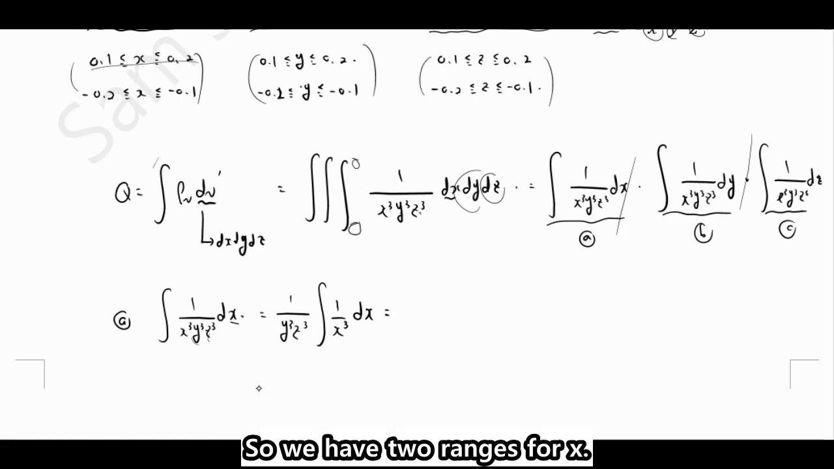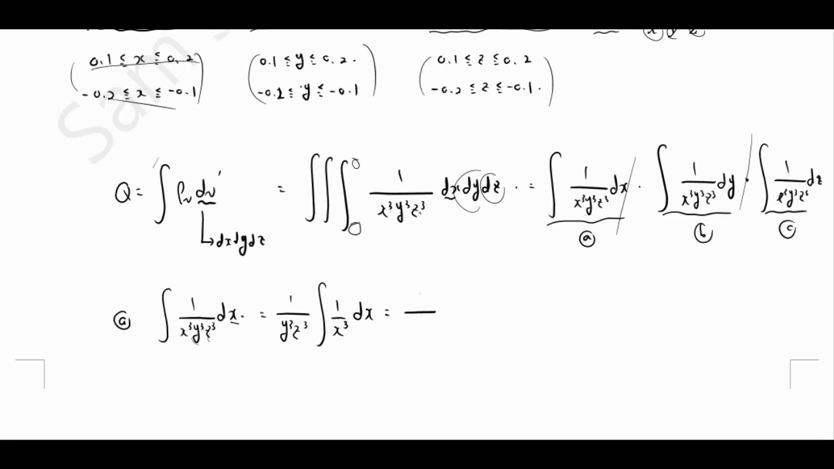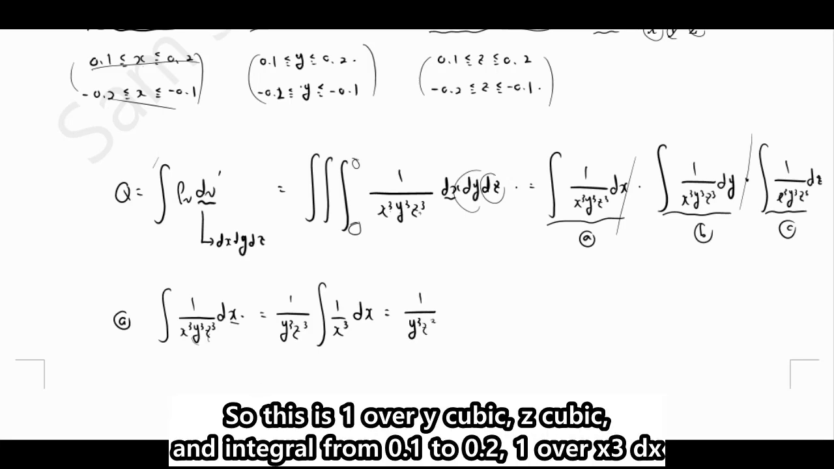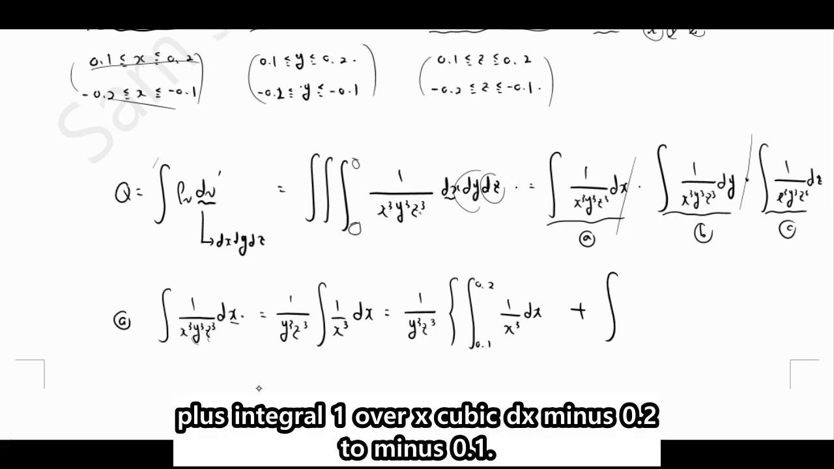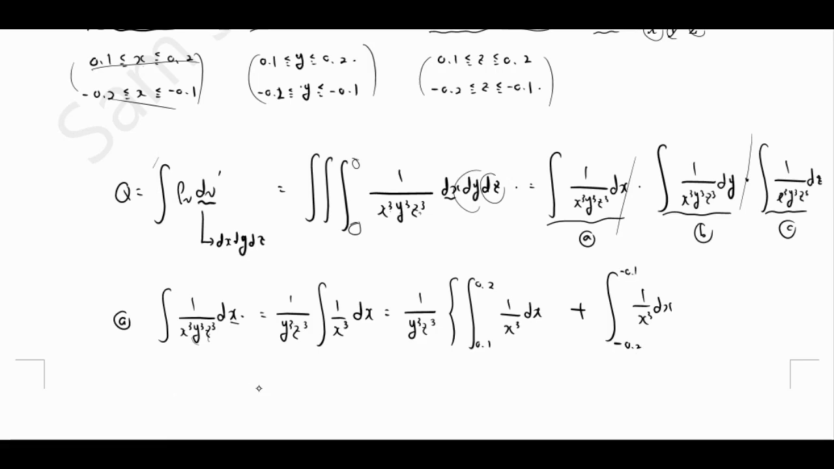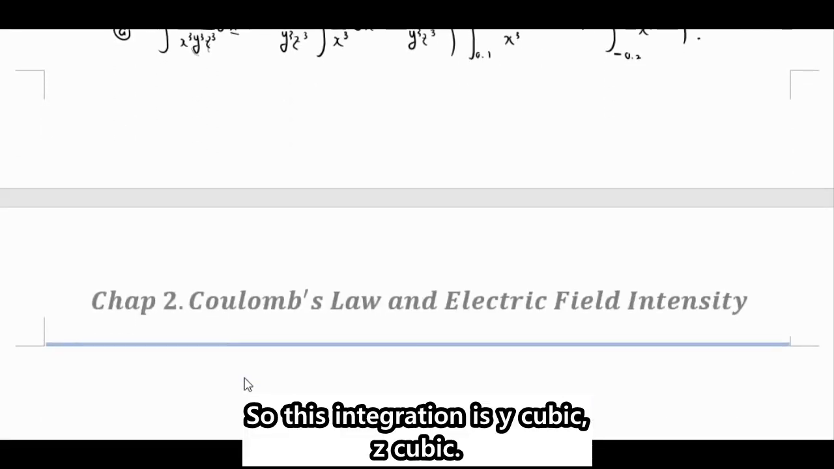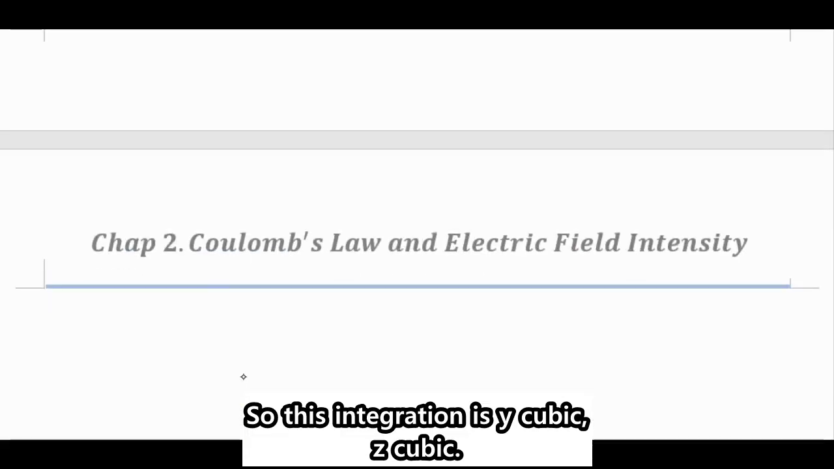So we have two ranges for x. This is 1 over y cubic z cubic, and the integral from 0.1 to 0.2 of 1 over x cubic dx, plus the integral of 1 over x cubic dx from minus 0.2 to minus 0.1. So this integration is y cubic z cubic.